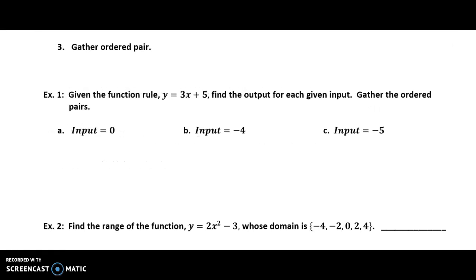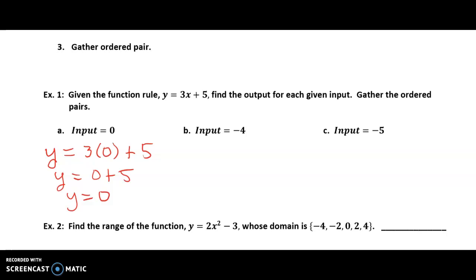Example number 1 says, given the function rule y equals 3x plus 5, find the output for each given input. Gather the ordered pairs. For part A, we're given the input as 0. So we're going to take that input value, which is our domain, our x value, plug 0 in for x, and then evaluate. That leads us to an output value of 5.